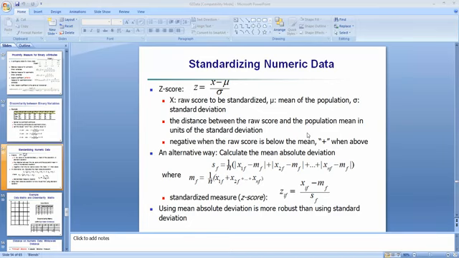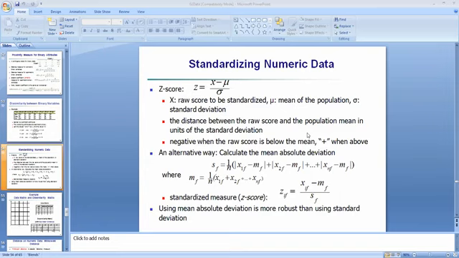If you have numeric data and you want to standardize it, how do you calculate the Z score? It is calculated using the representation given here: x is the raw score to be standardized, mu is the mean of the population, and sigma is the standard deviation. In this way, the Z score is calculated: Z equals x minus mu divided by sigma.